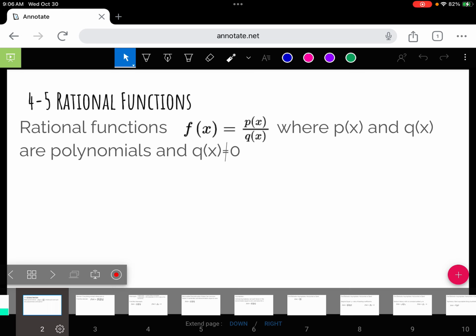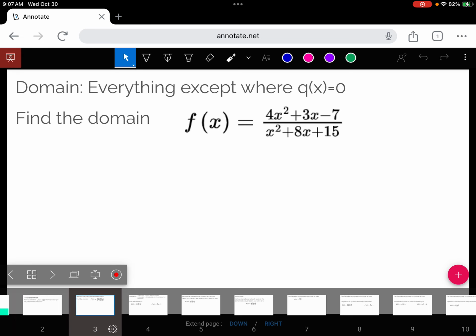So the only problem we get on rational functions is when our denominator equals what? Where do we have problems in denominators? 0. So our domain, for the most part, is going to be all real numbers, just except where our denominator equals 0. So I'm going to give you a function, and we're going to figure out where our denominator equals 0. So our first job here is to find our domain.